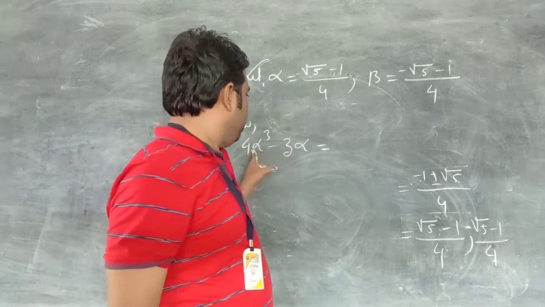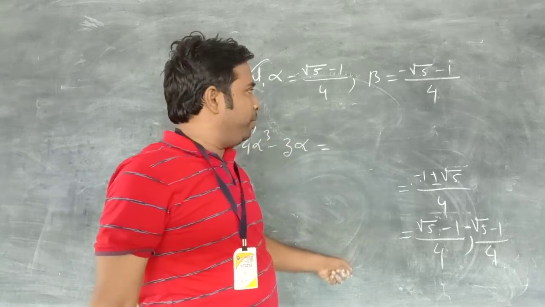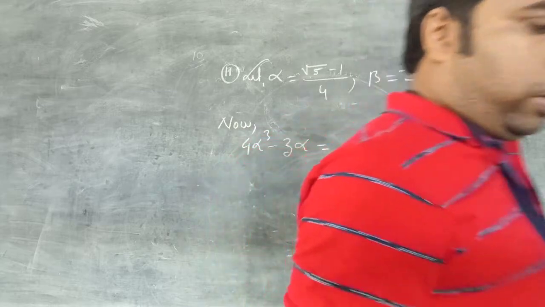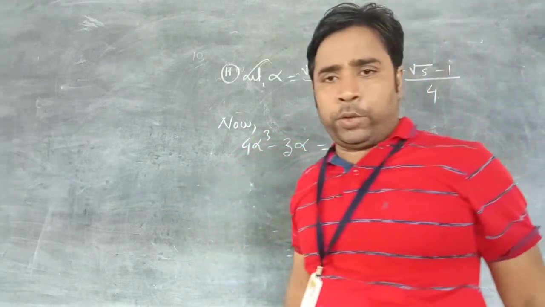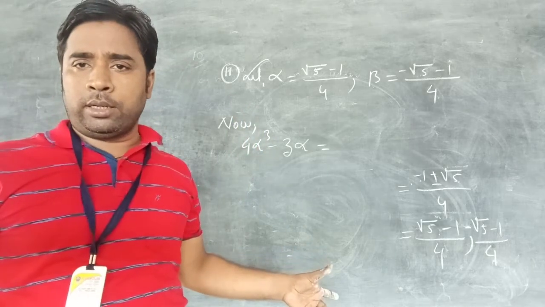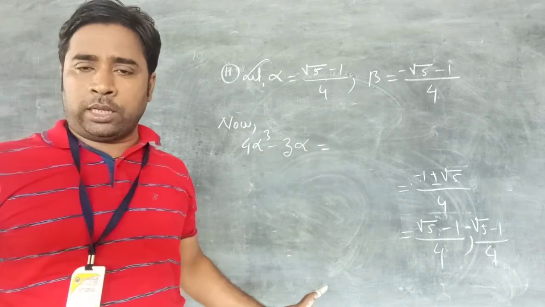So you put the value of alpha from here, simplify it, and after the simplification you will get the result. You do it by yourself, and the solution is also sent to you. If you have any problem, you can see the solution from there. But I think you can do it by yourself.